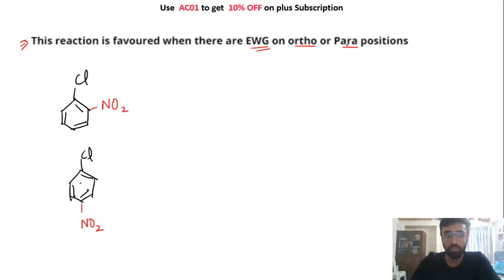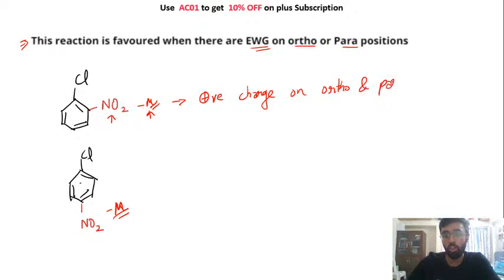and para position. ठीक है, so अगर आपके पास ortho पे if you have a -M group, that is your electron withdrawing group, or on the para position if you have a -M group, so अपने को पता है कि अपने जो -M groups हैं ना, these create positive charge on ortho as well as para positions, है ना. This is the property of -M group, right.